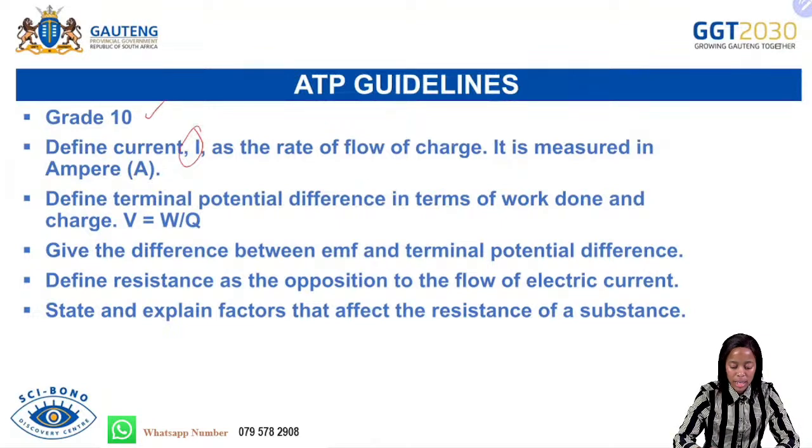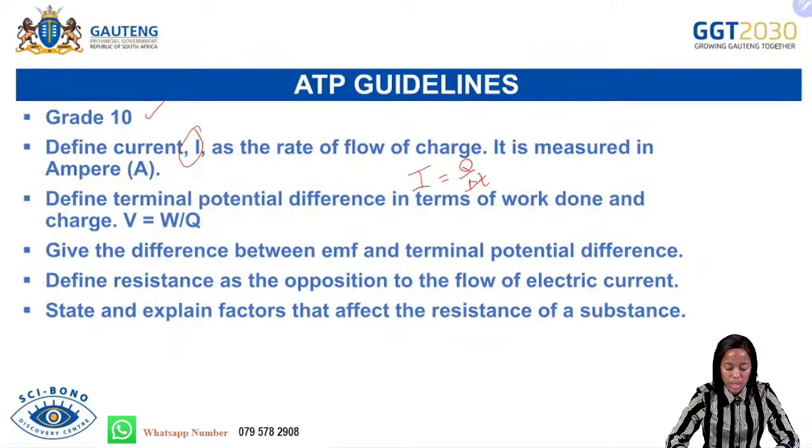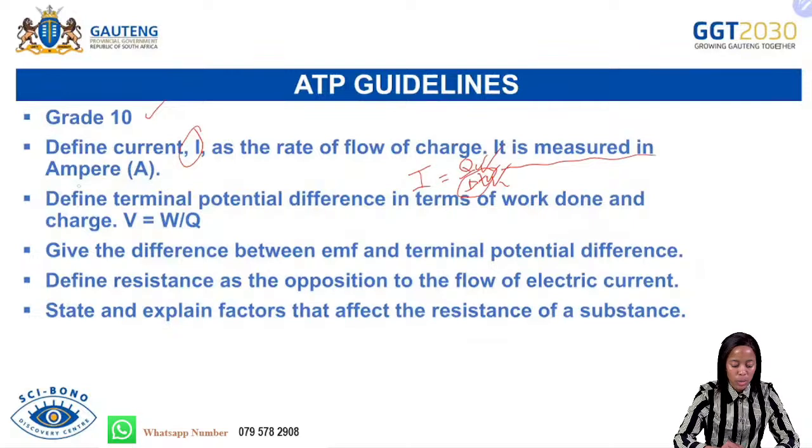So if current is the rate of flow of charge, we are going to explain it using this formula. By the word rate, we are referring to the change in time. So the rate of flow of the charge, where Q is measured in coulomb. Remember, time is measured in seconds. And the current is measured in ampere.